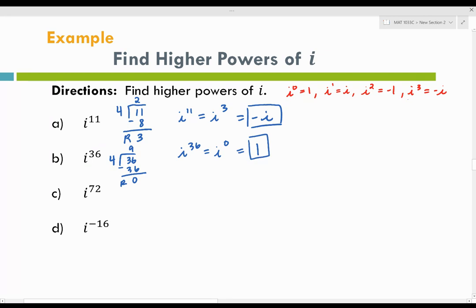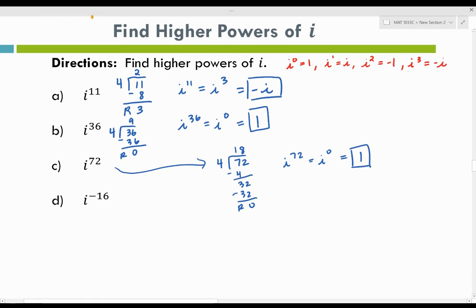All right, let's do C. We're going to take our power and divide it by 4. 4 goes into 7 once, so that would be 4. We subtract, and 4 goes into 32 8 times, so it goes in there evenly. Our remainder is 0, which tells us that i to the 72 power is equivalent to i to the 0 power, which equals 1.